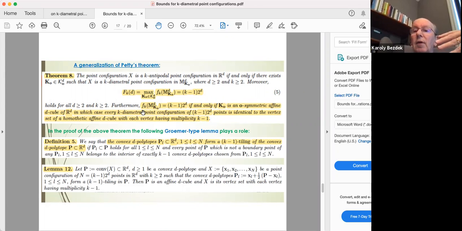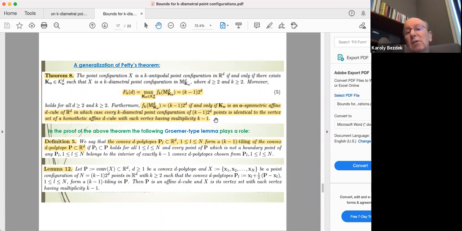Moreover, just as in the case of the Danzer-Grünbaum theorem, we can say a little bit more, namely, if we have a d-dimensional Minkowski space with the property that the largest n for which there exists a k-diametral point configuration is equal to (k minus 1) times 2 to the d, then the norm must be the L infinity norm, and the k-diametral point configuration of that many points must be identical to the vertex set of a homothetic copy of a d-cube, with each vertex having multiplicity k minus 1.